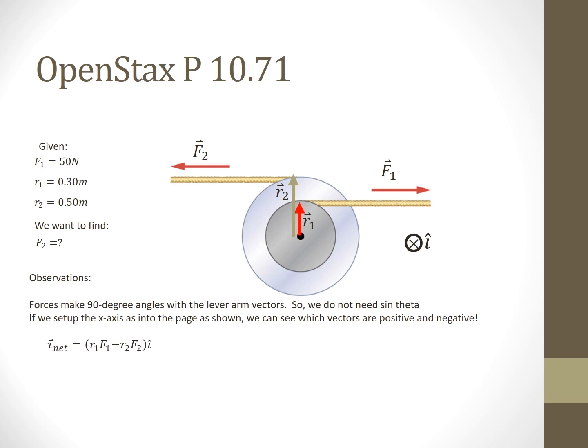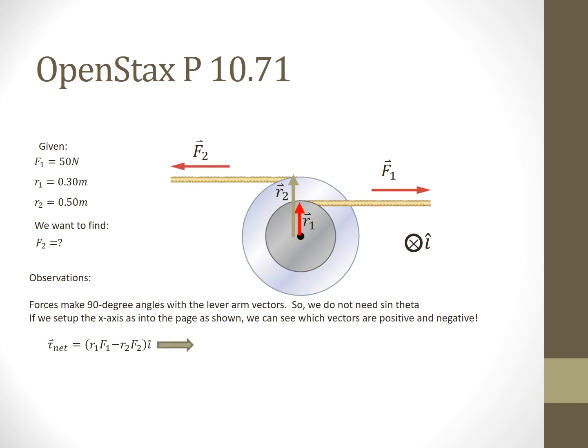So we can see here that the calculation is R1 F1 positive minus R2 F2 negative gives us our net torque, and they're all along the i-hat direction. Hopefully this makes sense that F1 is going to cause positive rotation, so that R1 F1 torque has to be positive, and F2 is going to cause negative rotation, so that R2 F2 has to be negative torque. So this equation seems correct.